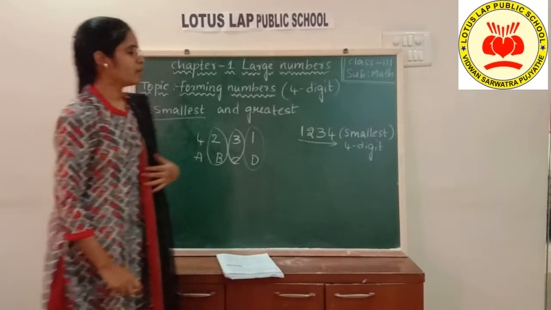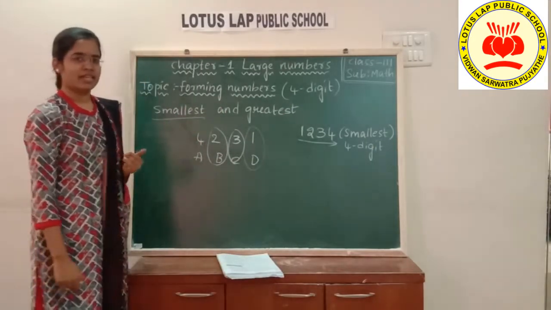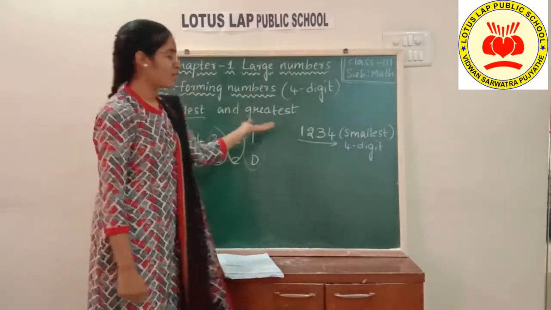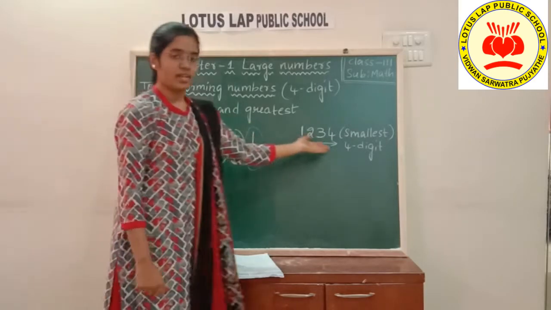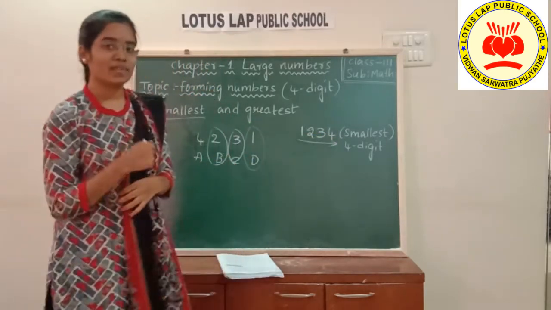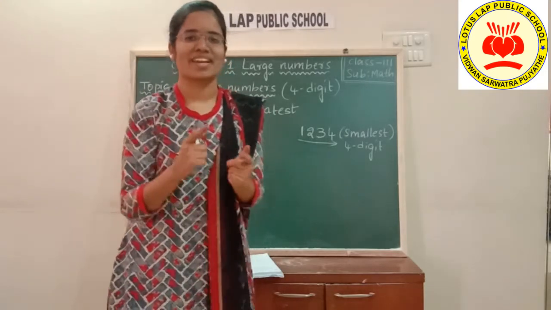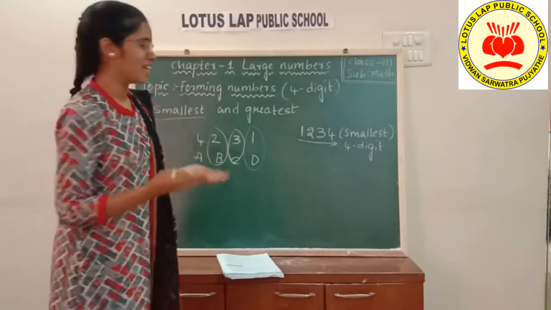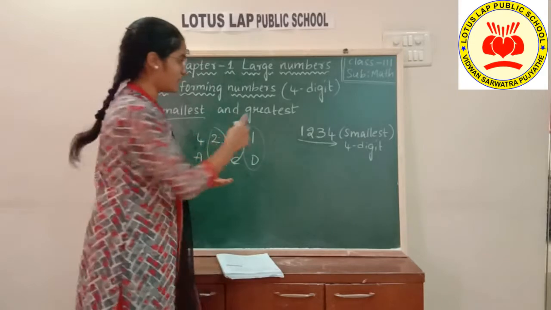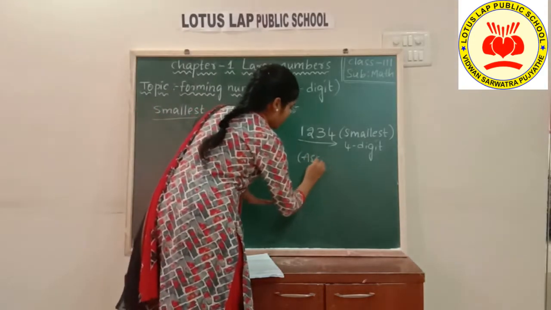Now I want the greatest number. As we arranged in ascending order, we got the smallest. So now we want the greatest. So the order we need to follow is... Yes, you are right, children. That is descending order. Descending order.